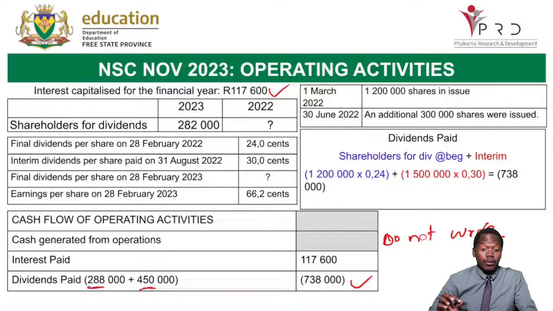Okay, now grade 12s, this is how we get our first two items for the operating activities. Remember, we now know the format, so it becomes easy for us to work. And we also know which figures to use for me to calculate dividends paid.